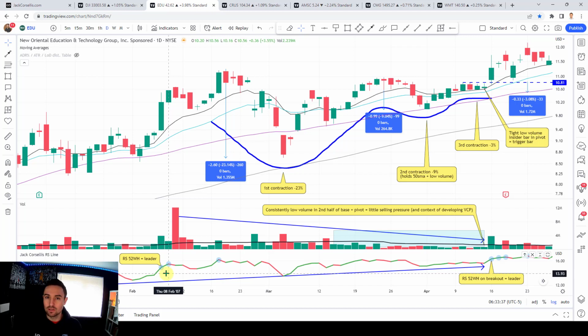I've got a free RS line on TradingView. Search my name in the indicators, you'll find it. But I like to look for those stronger stocks in the market, those leading stocks.